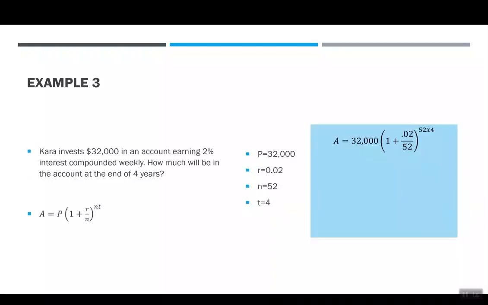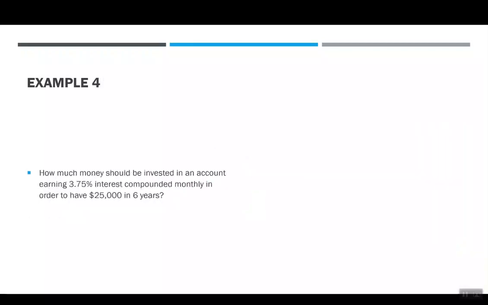I plug this into my formula. So you can see I have 32,000, I have 1 plus 0.02 over 52, and then 52 times 4. So just like in the last problem, before I grab my calculator, I'm going to do 52 times 4 is 208 to arrive at $34,664.65.